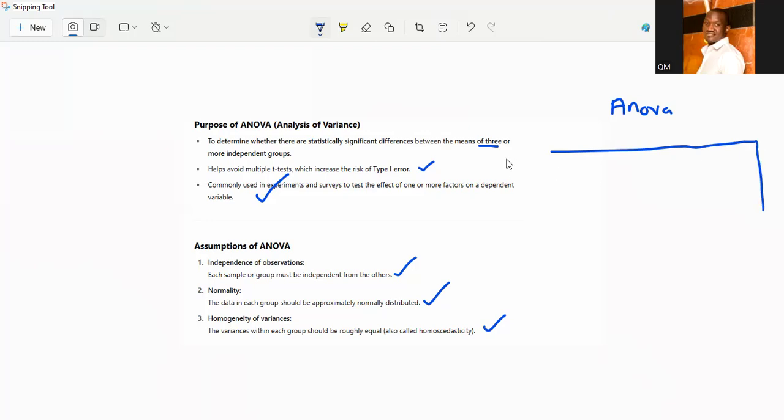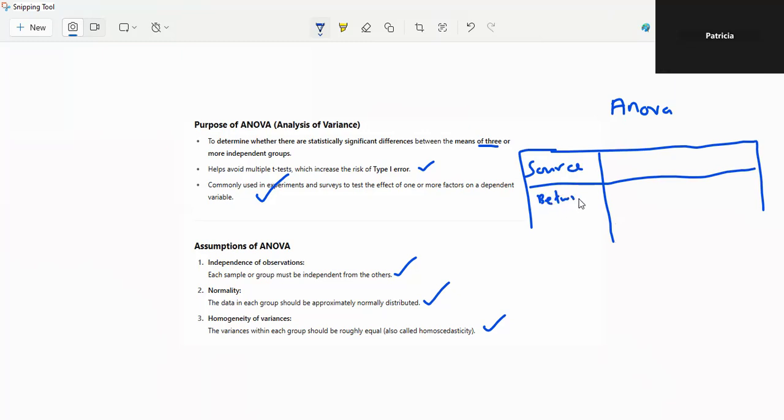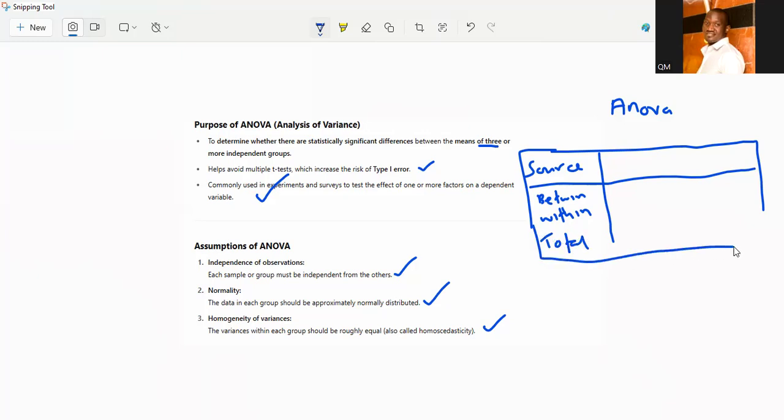So it has the following. There are three main sources. What are the three sources? Number one, between. Number two, within. And number three, total. So these are the three sources.